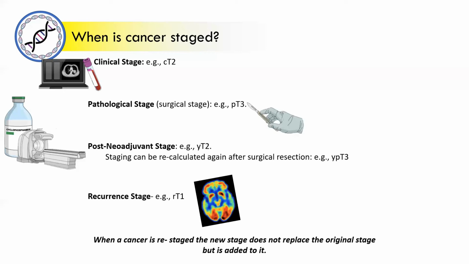Recurrent stage. If a cancer comes back after treatment, the recurrence can be staged. This is represented by an r in front of the TNM stage. For example, rT1. It is important to note that when a cancer is restaged, the new stage does not replace the original stage, but is added to it.